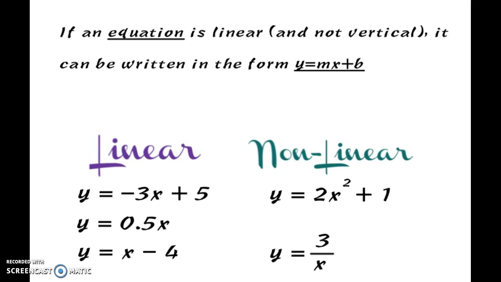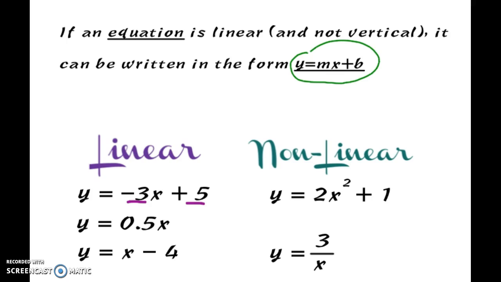If an equation is linear and it's not vertical, it can be written in the form y equals mx plus b. This is a pretty famous equation format, y equals mx plus b. So y and x stay variables, and m and b are numbers. In these equations, y equals negative 3x plus 5, it's in the right format. m is negative 3, b is 5.